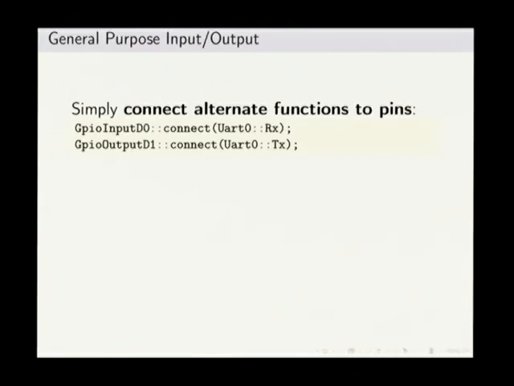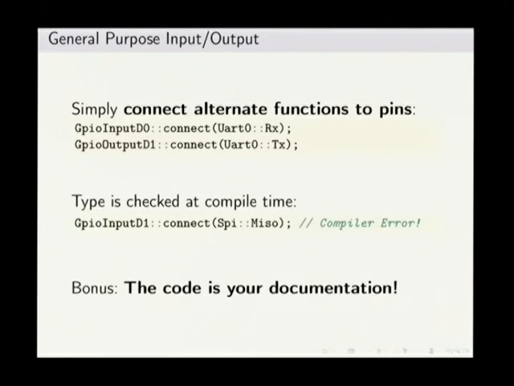serial module in your microcontroller. You need to connect that to the outside world. And you can do that in the pin class. So we have this nice connect method, for which we get free type checking at compile time. So you know it works even before you applied it to your code.